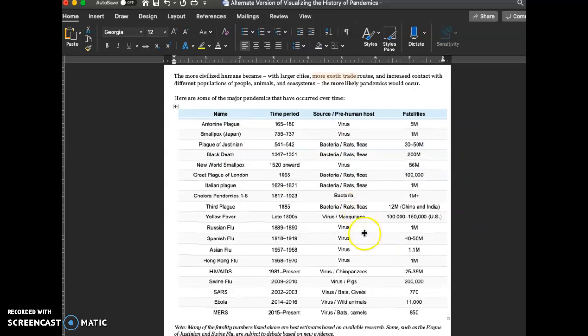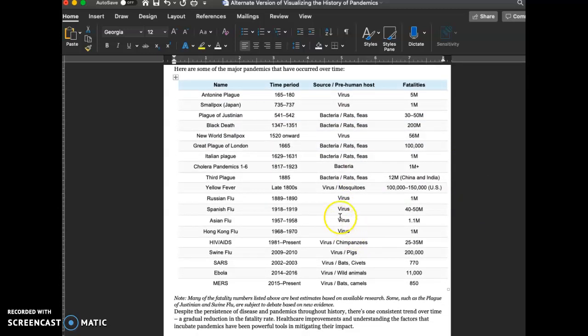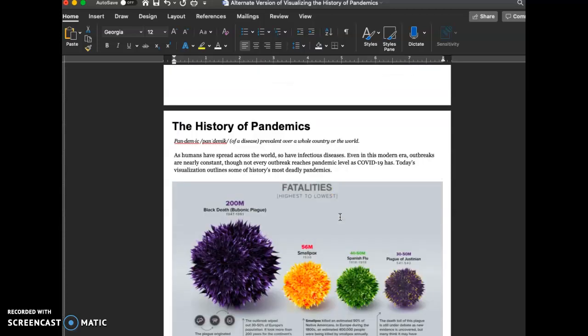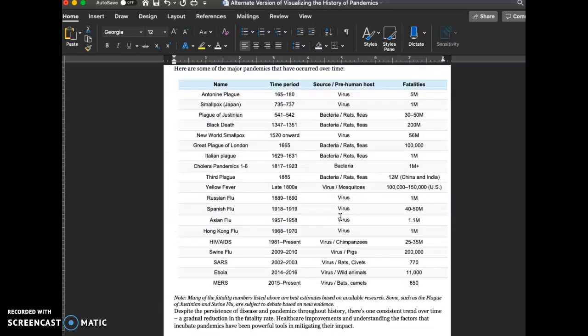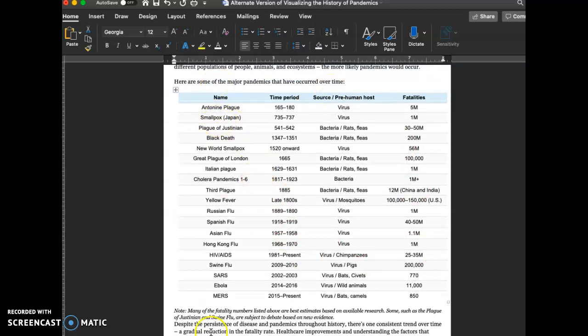Here are some of the major pandemics that have occurred over time. These pandemics are also in this image up here and this image here, just in a different format. So here we can see the name of the pandemic, the time period, the source, so if it was a virus or a bacteria, and if we are aware of the pre-human host, that is listed here. So for example, for the smallpox in Japan, from 735 to 737, this was a virus that caused a fatality rate of 1 million people. They do not know the pre-human host, which is why that is not listed here next to virus.